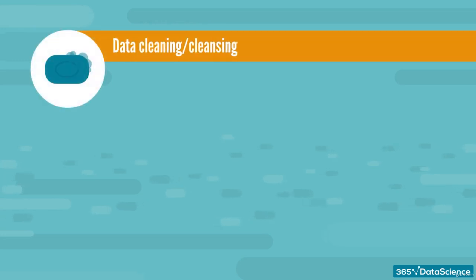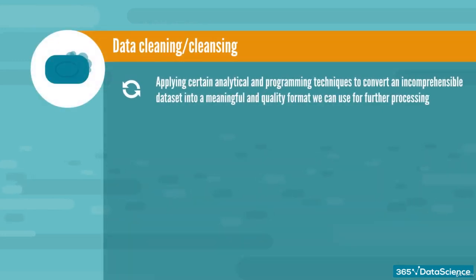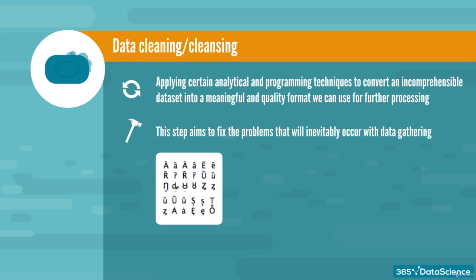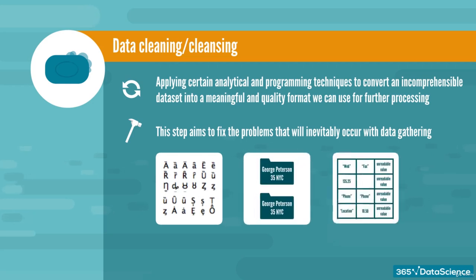Data cleaning, or also data cleansing, is the process of applying certain analytical and programming techniques to convert an incomprehensible dataset into a meaningful and quality format we can use for further processing. This step aims to fix the problems that will inevitably occur with data gathering. No matter if you were the one collecting the data or you simply used a secondary data source, there will be complications. Unreadable values, duplicate records, and poor organization are just a few of the examples of the inconsistencies you are supposed to overcome during this stage. Once you have pushed through, your dataset will be in a state appealing to the quantitative analyst's eye.